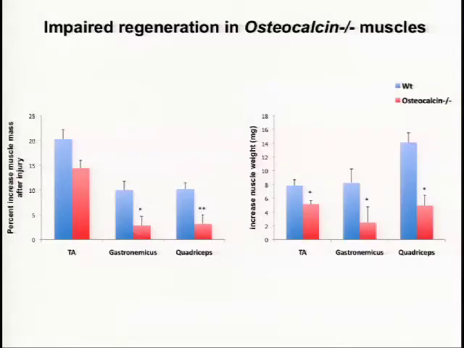So when we inject cardiotoxin and look at whether the muscle can regenerate, what we see is that the percent increase of muscle mass after injury is decreased roughly 30% in all muscles, tibialis anterior, gastrocnemius, quadriceps, in the absence of osteocalcin. And that results in a decrease in muscle weight that, in fact, is never compensated after the injury.